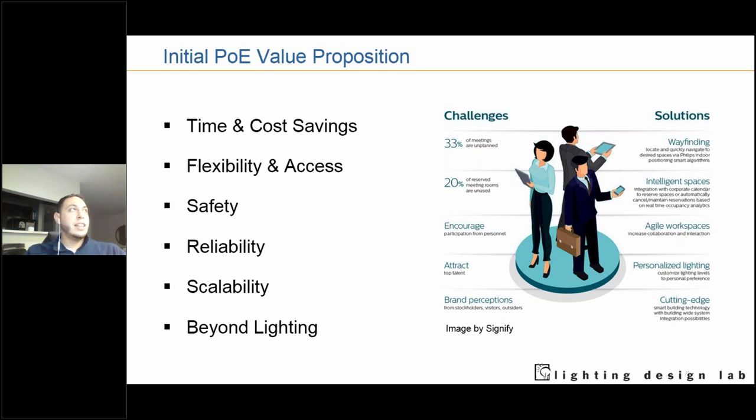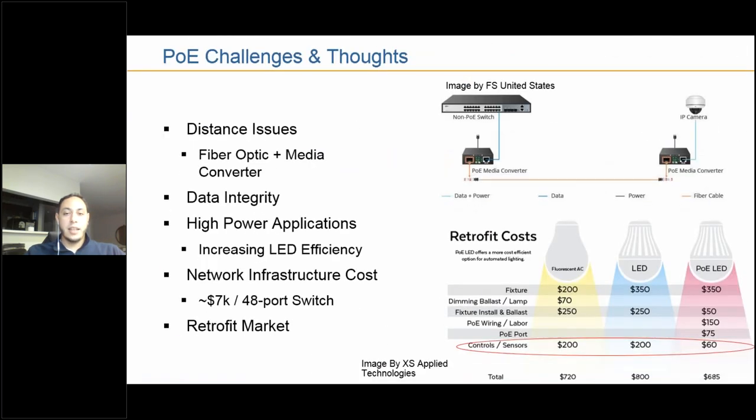And ultimately, PoE lighting, we talked about the control strategies, and you can get some good energy savings because of those. But we'll also have features beyond energy savings that PoE lighting can help us do. We're going to talk about them in a little bit. On the flip side, I did want to touch on some challenges and obstacles that PoE is looking at right now.